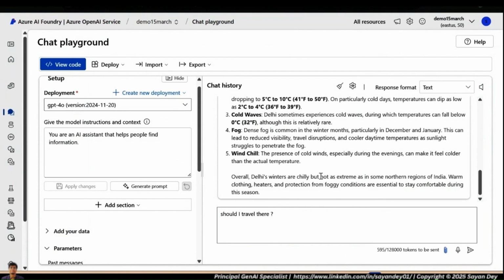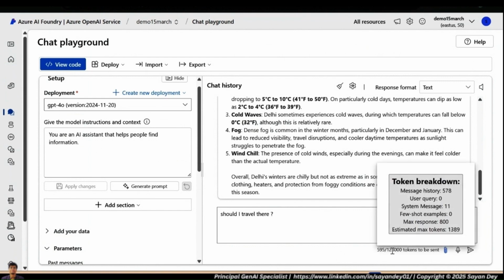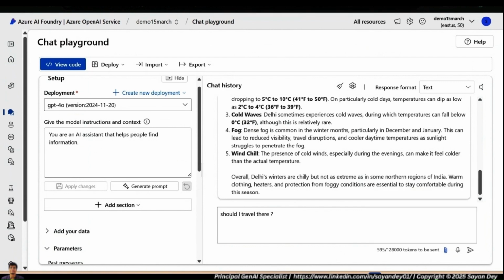Yes, that has to be done. You don't have a choice, because you cannot exceed the number of tokens. If you exceed the number of tokens, it will be an error. The API will only accept a certain maximum number of tokens.